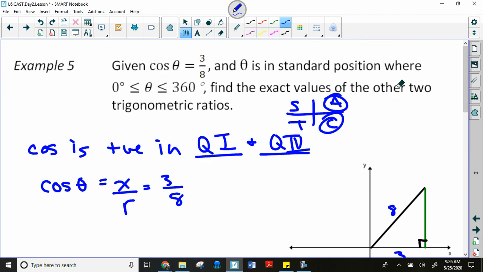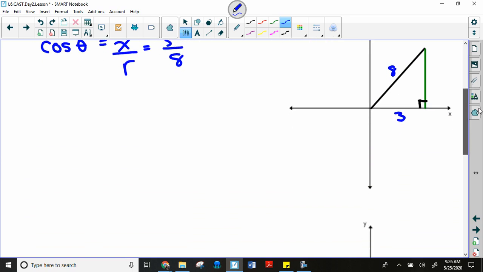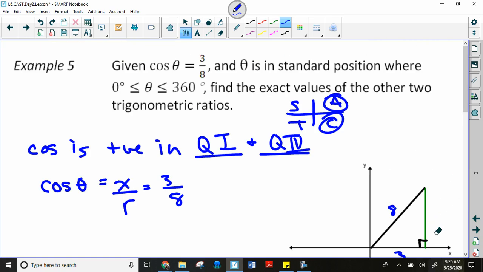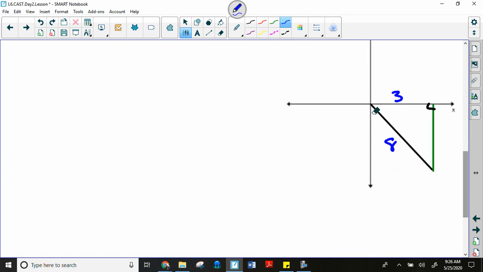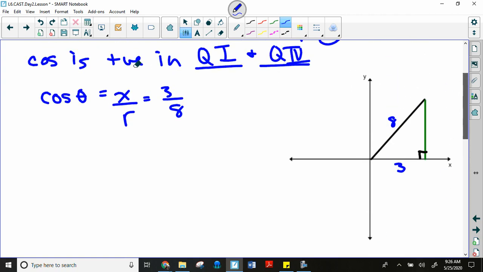Find the exact values of the other two trig ratios. Oh, we're going to have to do this twice. But the nice thing is, once we find what this arm is, we just apply it negatively to this one. So for this answer, it's going to be positive because it's going up and the y value would be positive. And in this answer, it's going down, so the y value would be negative. But once we find what it is, we're just going to apply it to both.